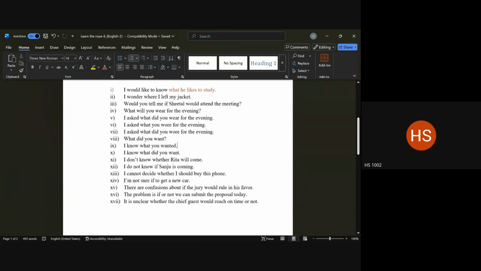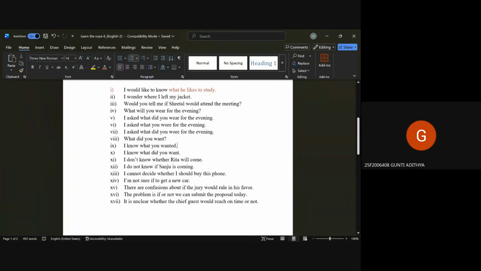You're saying it is grammatical. Is it grammatical? Okay, let's do one thing. No, it is not grammatical. Just a moment. Let's look at 5, 6, and 7 together, because they're all looking at the same thing. The structure is different, but the premise is the same for all three. I asked, what did you wear for the evening? I asked, what you wore for the evening. I asked, what did you wore for the evening? Which one is straight away wrong among the three?